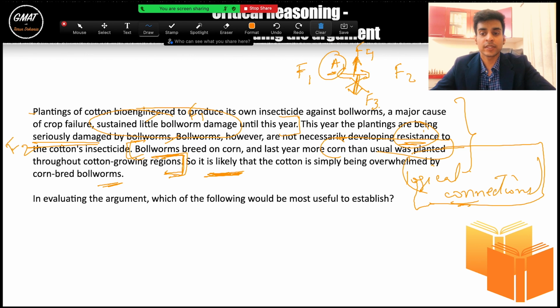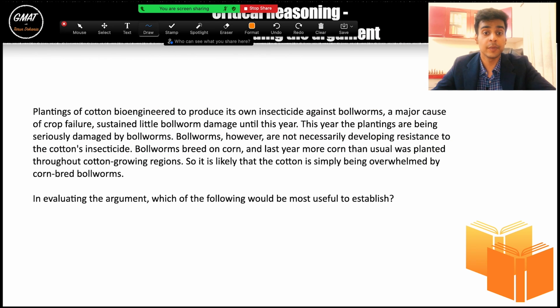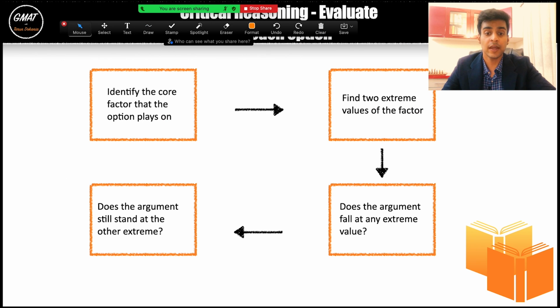Alright, now we know our stem, right? This is the logic bridge of our stem. Now we got to deal with the options. How do we go about doing that? Again, the options have a 4-step plan.